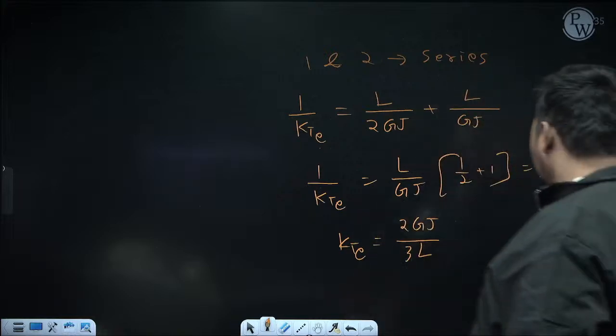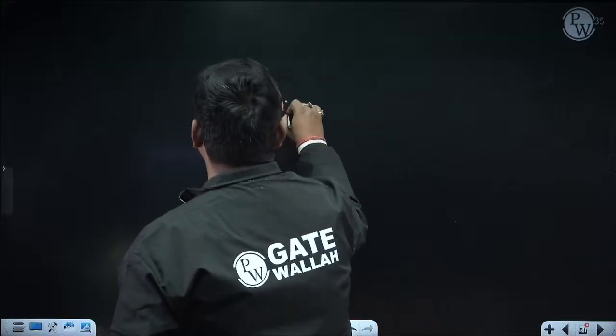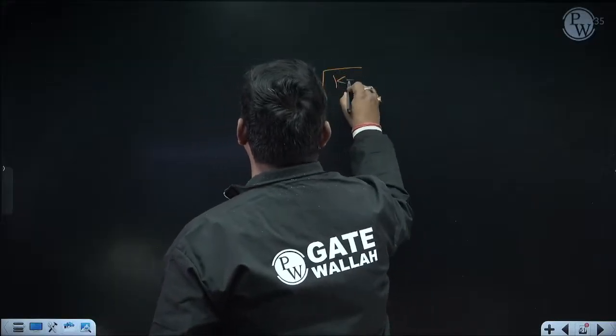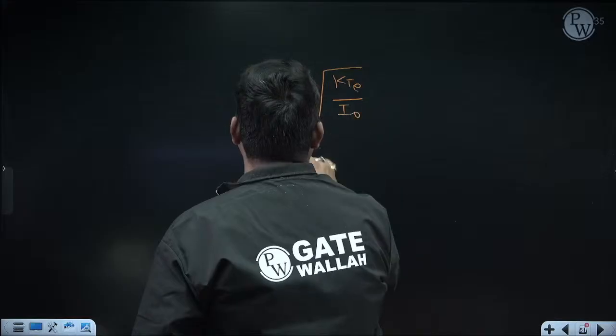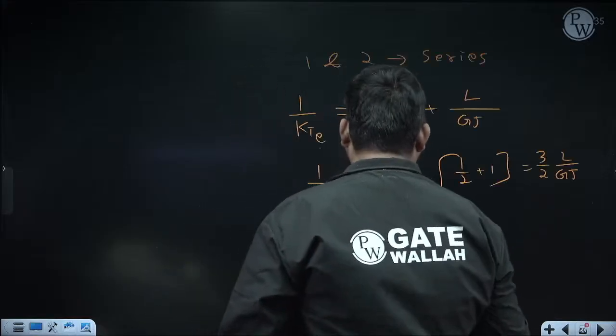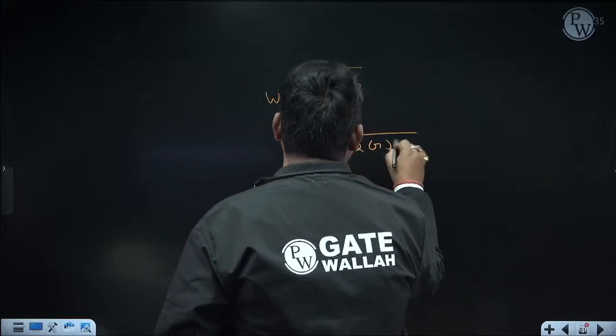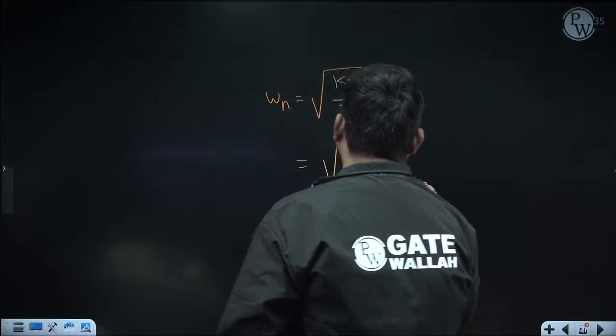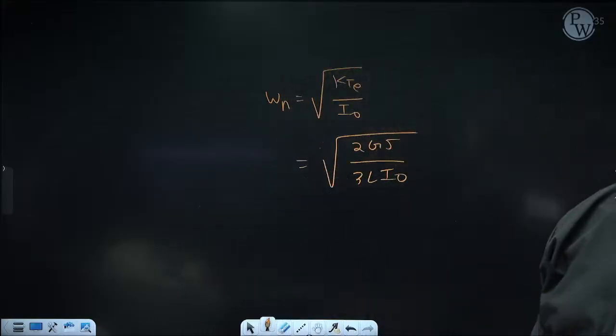Now after calculating KT equivalent, we can calculate omega n. It will be root over KT equivalent upon I naught. KT equivalent is 2Gj by 3L, divided by I naught. So this is the answer.